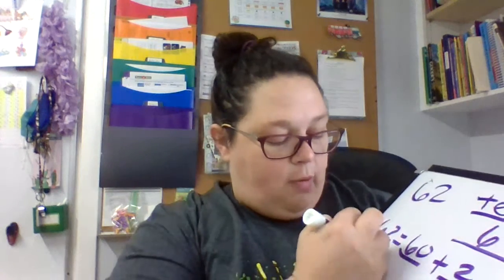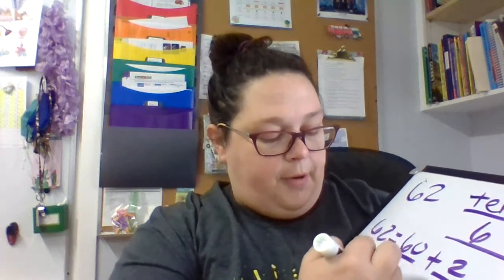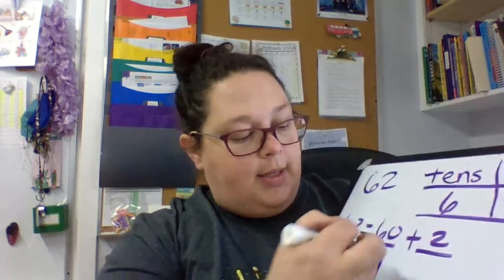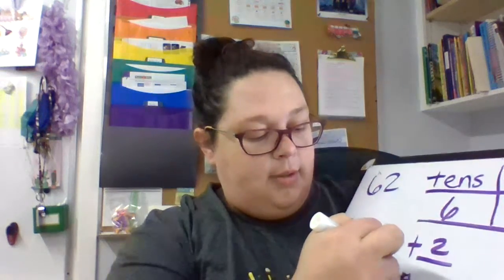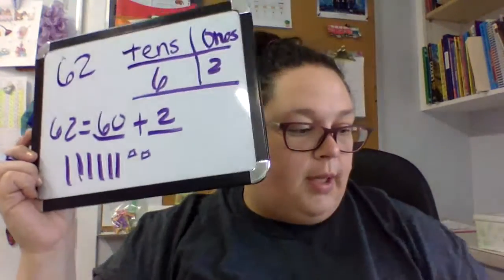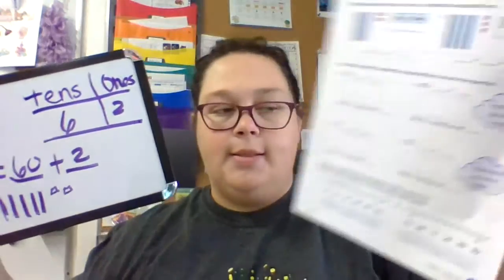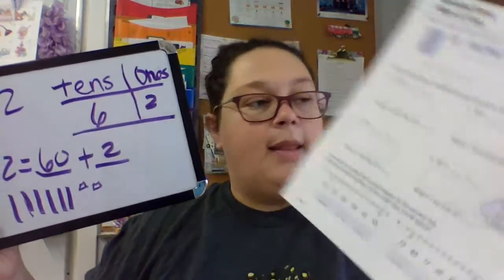Now I could draw a picture of it. 1, 2, 3, 4, 5, 6. So I have 6 10 frames, and then I can draw 2 little squares. So that's what you're going to do here on this page. Not too bad. I think you can handle it. It's 10s, decomposing these numbers. And then this one has this one.